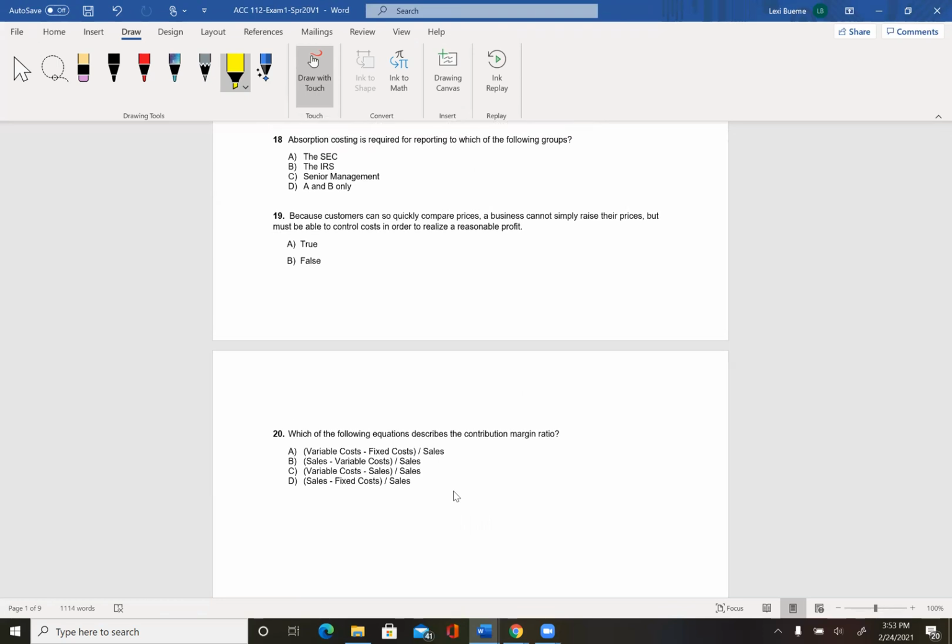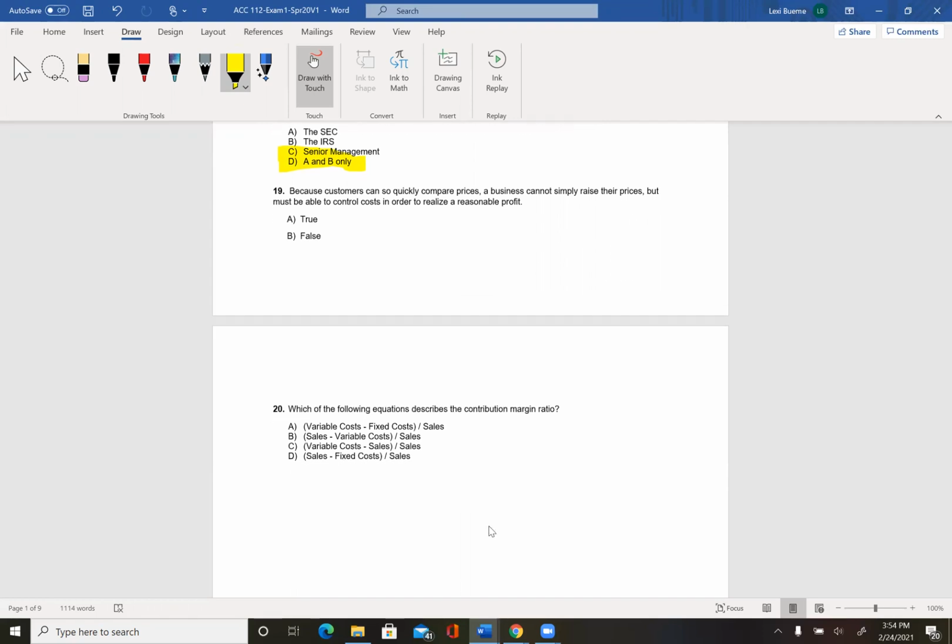And then 18, absorption costing is required for reporting to which of the following groups? It's going to be A and B only. So you're going to have to report it to the SEC and the IRS, but you don't have to report it for the senior management.